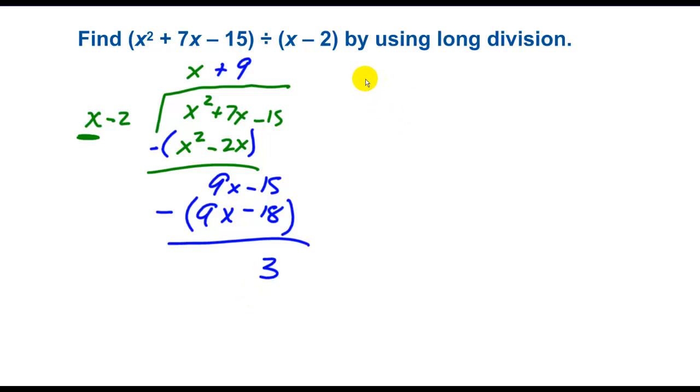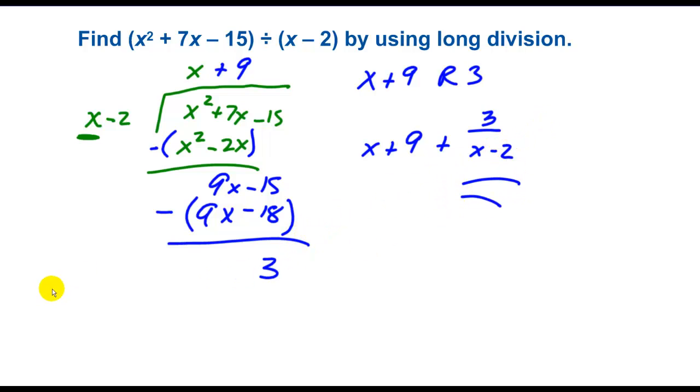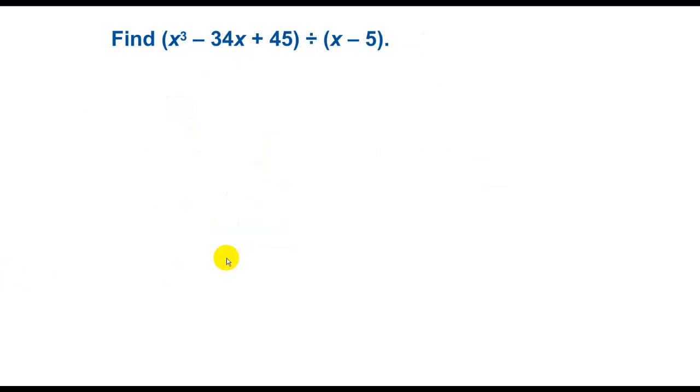So, a couple ways this can be written is x plus 9 with a remainder of 3. More commonly, you'll see x plus 9 plus 3 over x minus 2. And this acts like our remainder. So let's do another one.